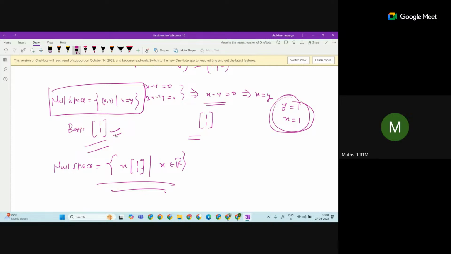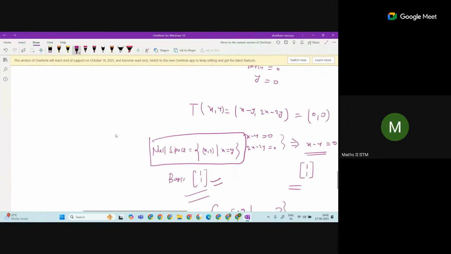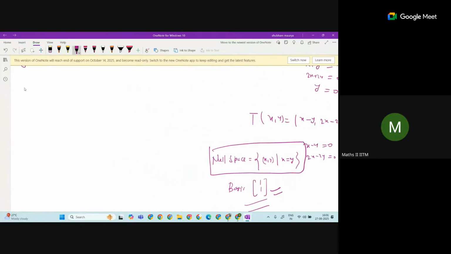Is this clear? Yes, sir. Clear, sir. Clear, sir. So let's move to the next, the range space.